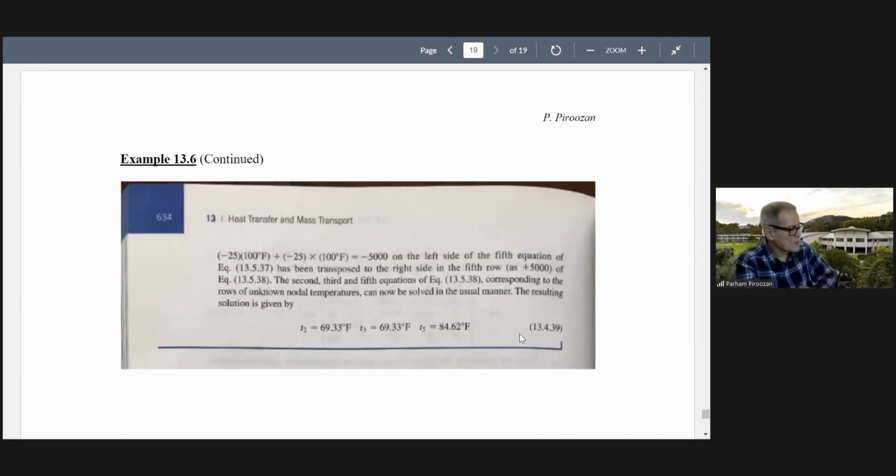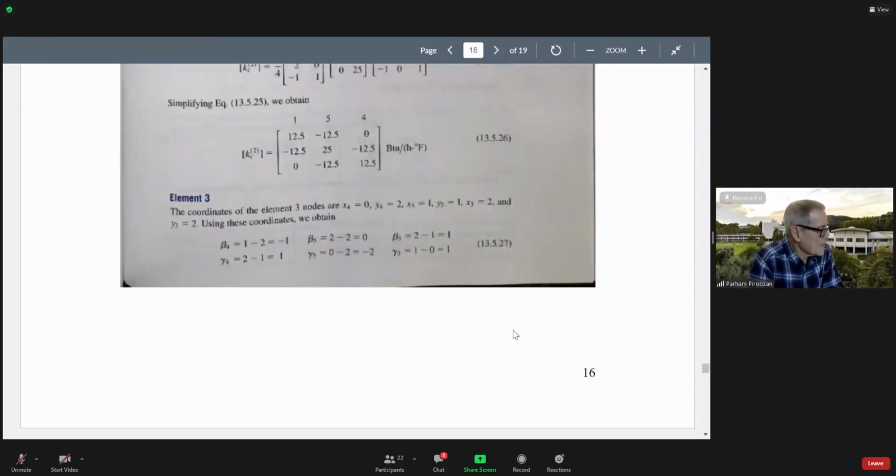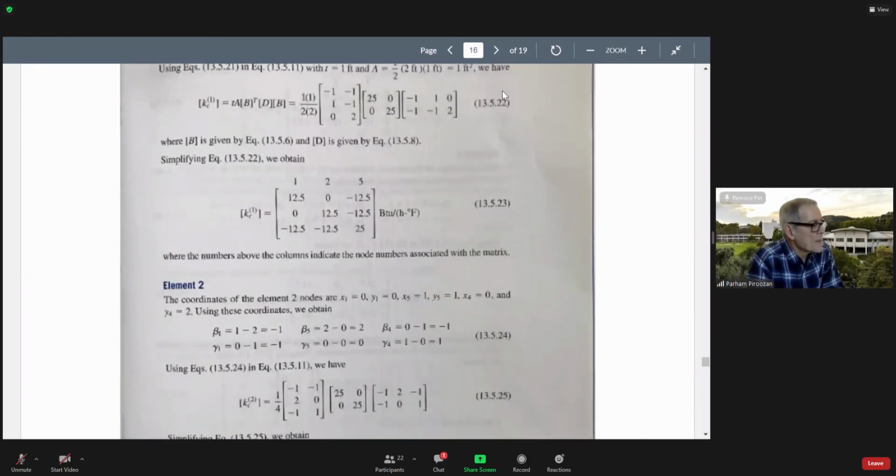All right, any questions about this problem? Any questions?